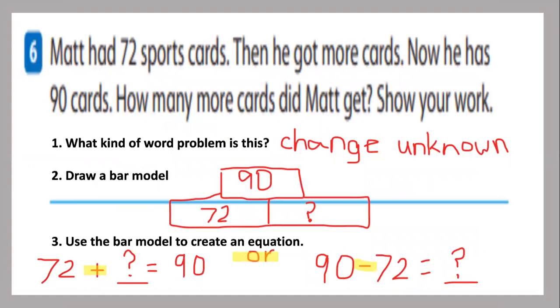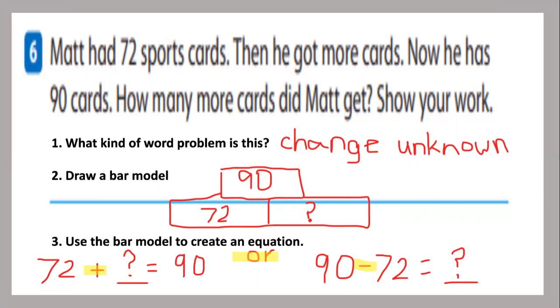The next word problem we're going to solve: Matt had 72 sports cards. Then he got more cards. Now he has 90 cards. How many more cards did Matt get? Show your work. All right, let's read it again. Matt had 72 sports cards. Then he got more cards.